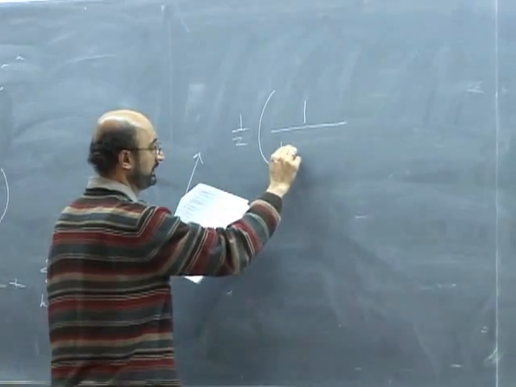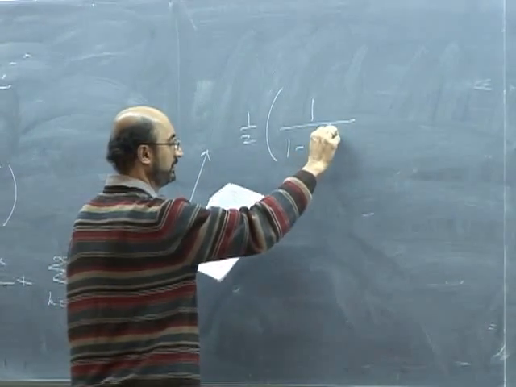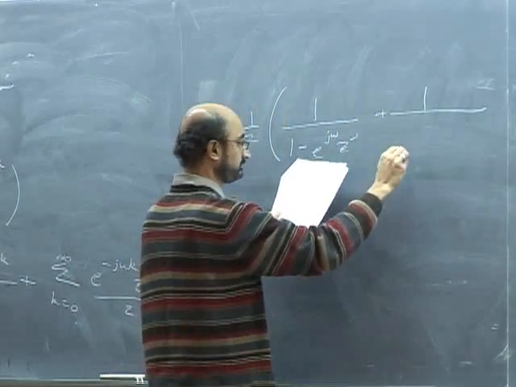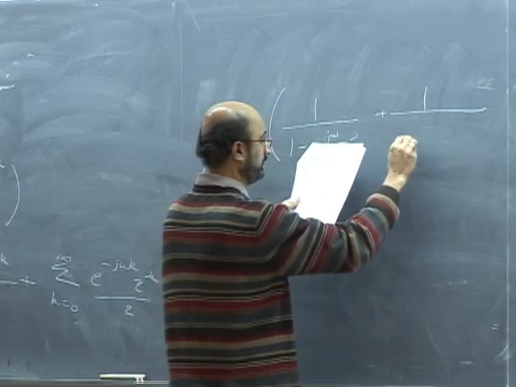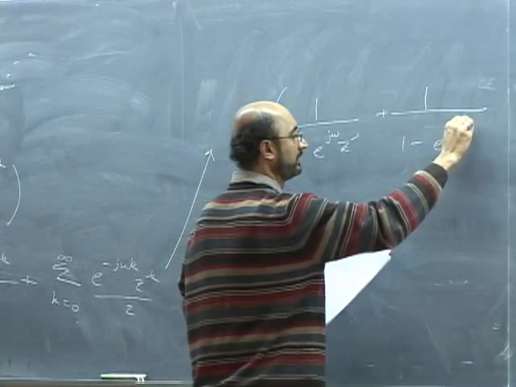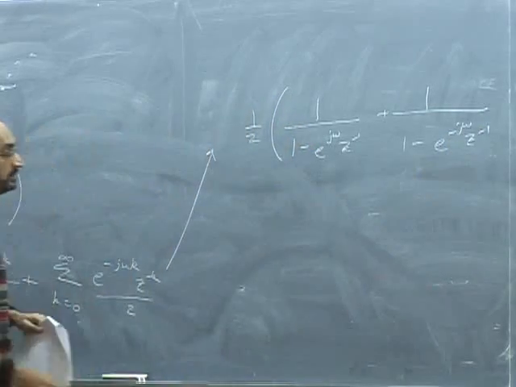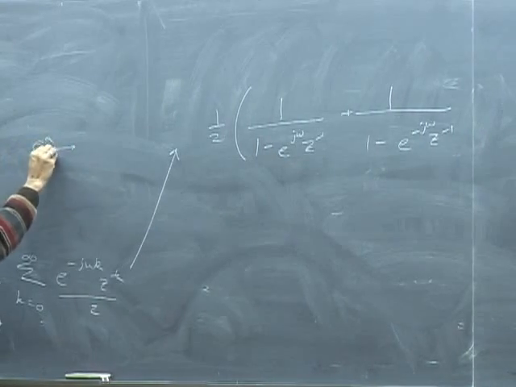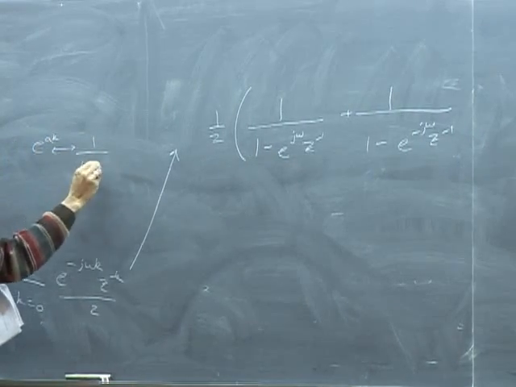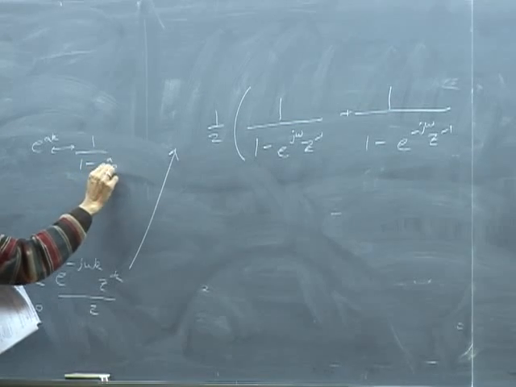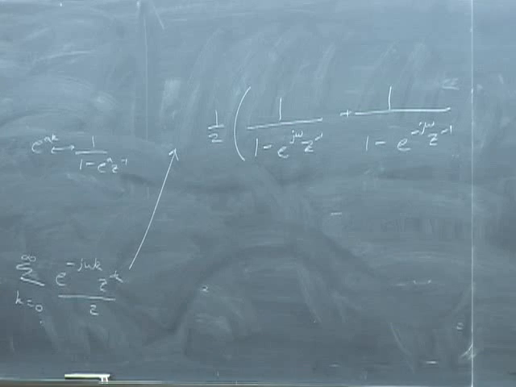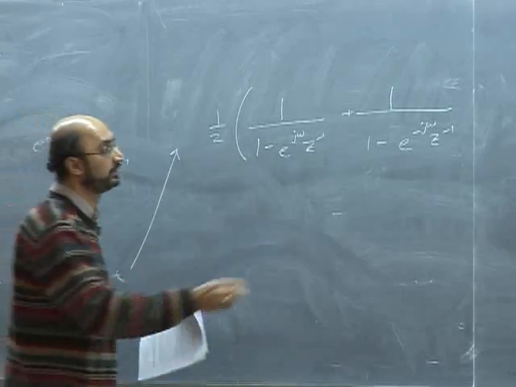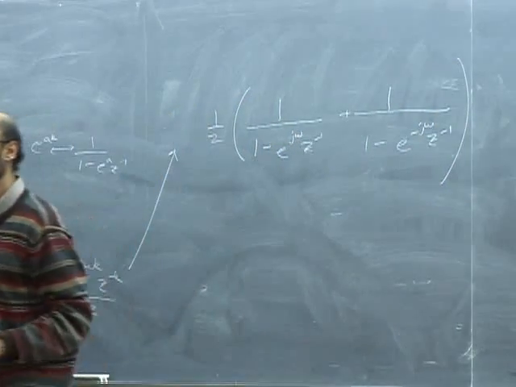So we can just directly write the transform for this as being half of 1 over 1 minus e to the j omega z inverse, plus 1 over 1 minus e to the minus j omega z inverse, right? Because in both cases e to the ak goes to 1 over 1 minus e to the a z inverse, and e to the minus a goes the other way. So we get this basically just automatically.